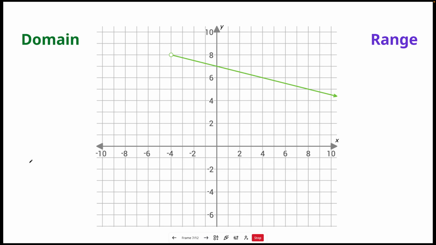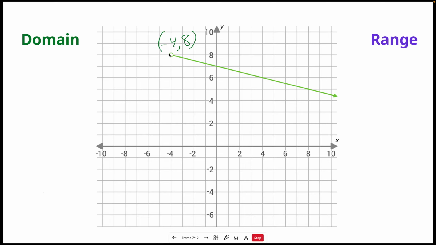Now for this problem, something a little different here. You will notice that on this end, there's an arrow. Okay, it's not a circle, closed or open circle. So let's see how this works. So our point here is -4, 8.